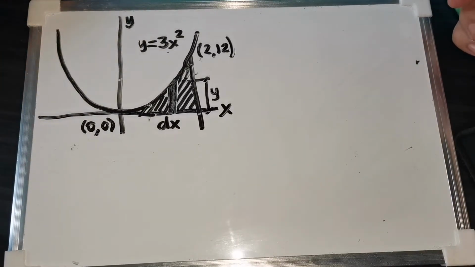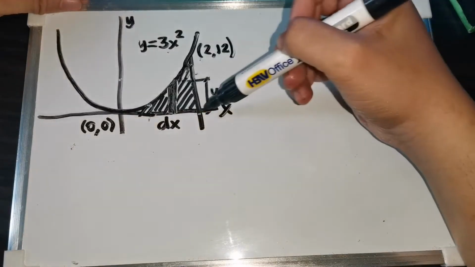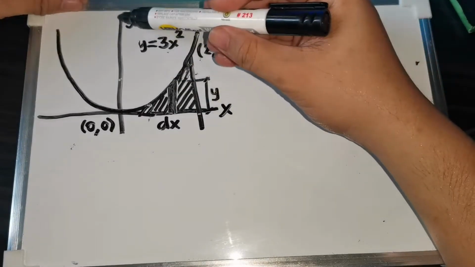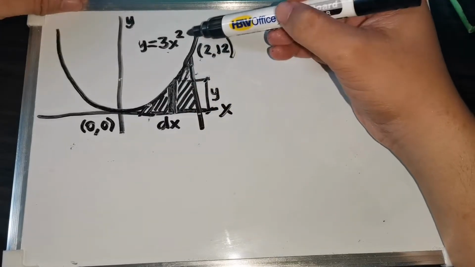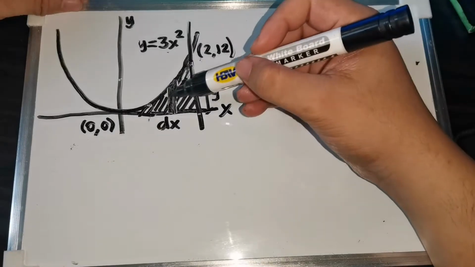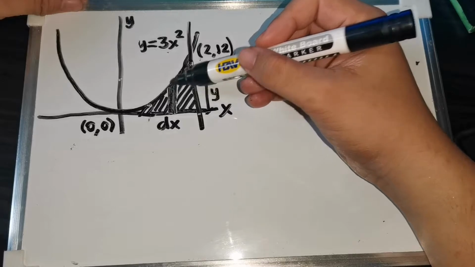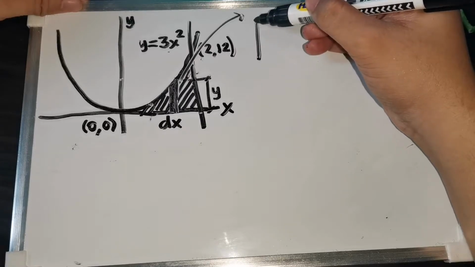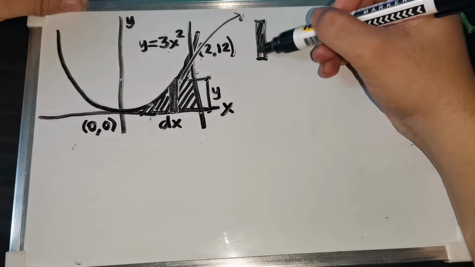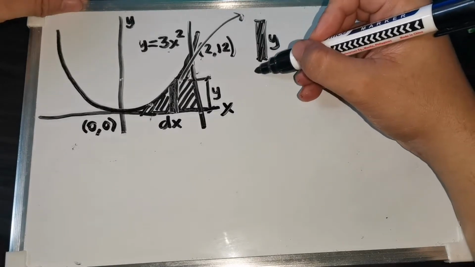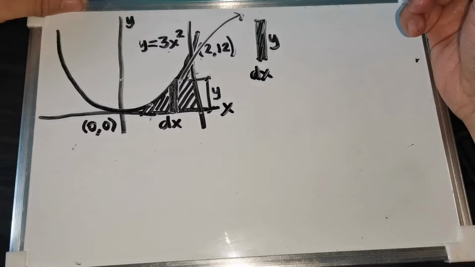So in this problem, we're asked to find the area between y equal to 0, y equal to 3x squared, x equal to 0, and x equal to 2. Now, we're considering a vertical strip here. If we zoom in on this vertical strip, it looks like a rectangular shape. So this will be your y and this will be your dx.